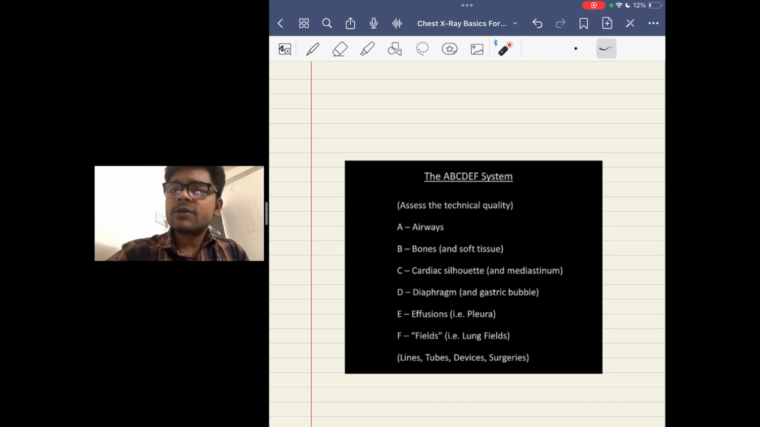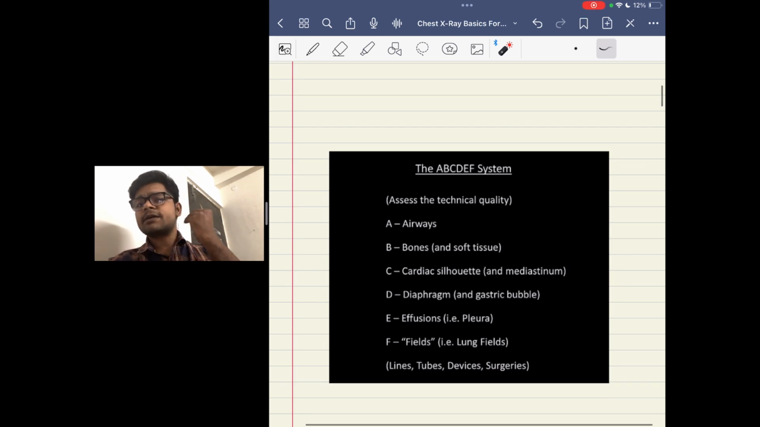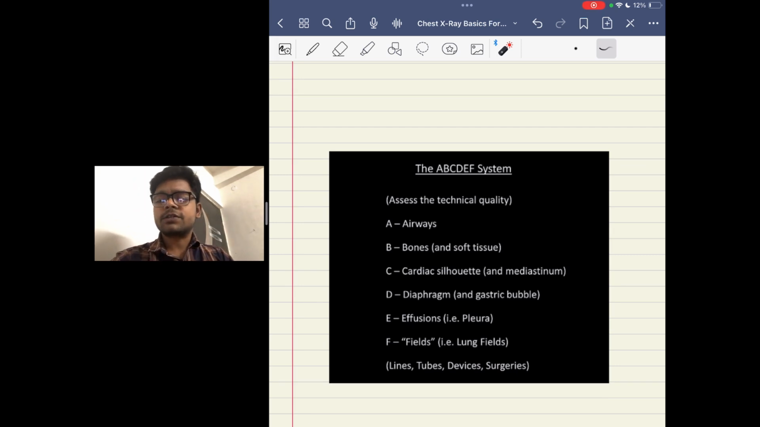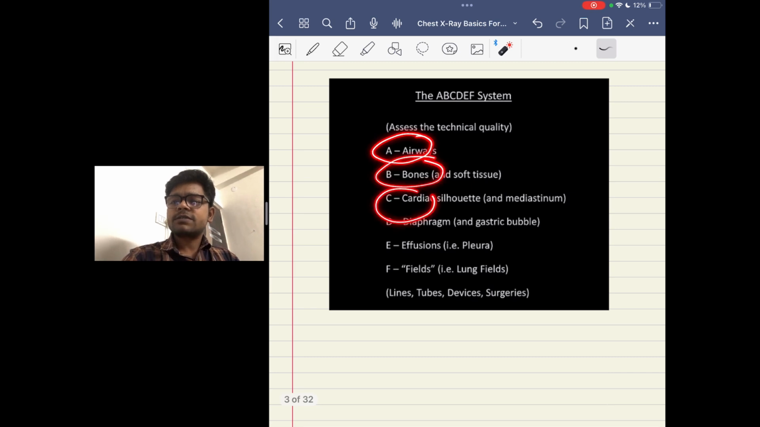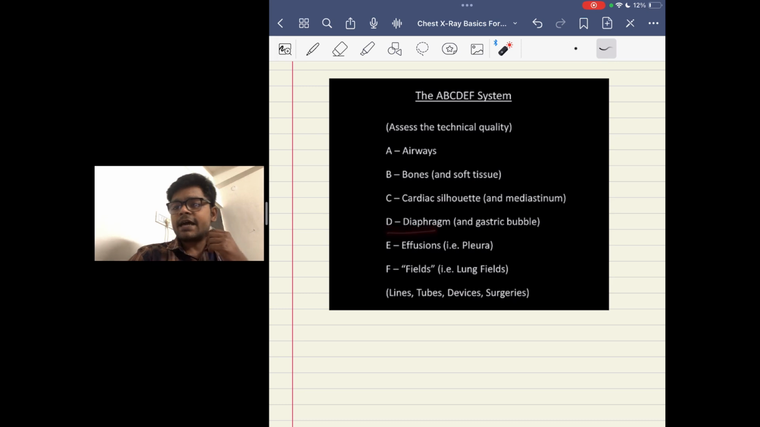And now let us have a systematic approach towards the X-ray and not just directly jump to the diagnosis. It is because it is the approach that the teachers want us to say, and not just the diagnosis, like for example pleural effusion or consolidation or whatever. So we will start off with airway, bones, then C for cardiac silhouette and the mediastinal shadow, then the diaphragm, E for effusion and F for fields, and of course check if there is any Ryle's tube or any endotracheal tube, something like that.